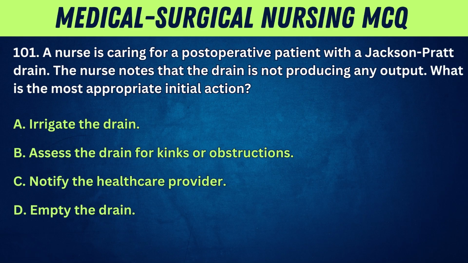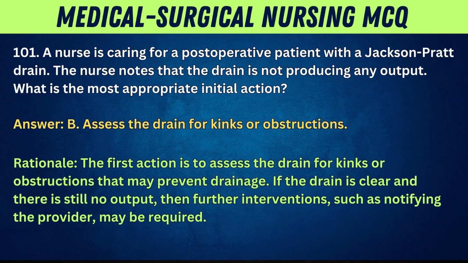101. A nurse is caring for a postoperative patient with a Jackson-Pratt drain. The nurse notes that the drain is not producing any output. What is the most appropriate initial action? A. Irrigate the drain. B. Assess the drain for kinks or obstructions. C. Notify the healthcare provider. D. Empty the drain. Answer. B. Assess the drain for kinks or obstructions.